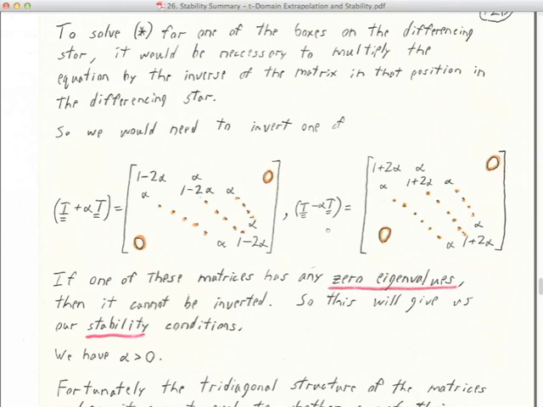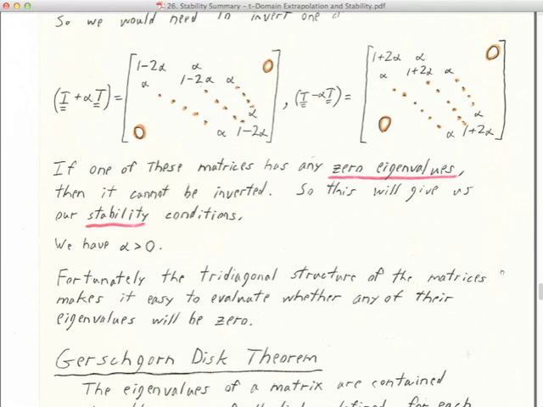And the other alternative is I minus alpha t. The minus one doesn't matter. Along the diagonal, I minus alpha t has 1 plus 2 alpha, and along the side diagonals, it again has alpha. So we can think back to linear algebra and general matrix inversion theory. If one of these matrices has any possibility of a zero eigenvalue, then we won't be able to invert it. That's how we'll get our stability condition. If we have trouble with that inversion, we're going to have trouble advancing our calculation.